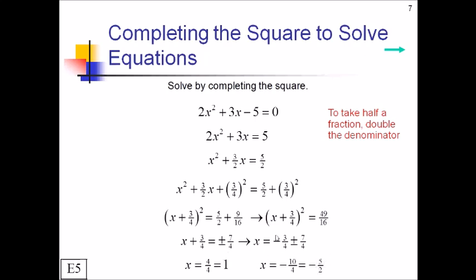It turns out if you get rational answers, it would have been possible to do this by factoring. But completing the square, I mean, it's a lot of steps, but it's always the same number of steps. So there's at least some consistency there.